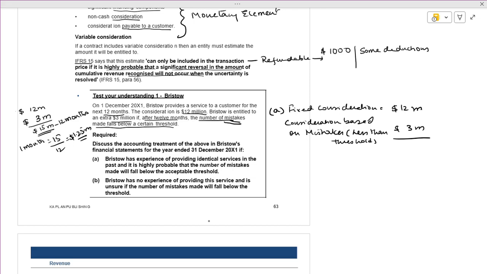Now, how much is the total consideration? If you take into consideration, what is the transaction price? Transaction price is how much? 15 million. Is it right? They are saying that is going to be the performance obligation, so it is 15 million. 15 million for how much? 15 million for 12 months.